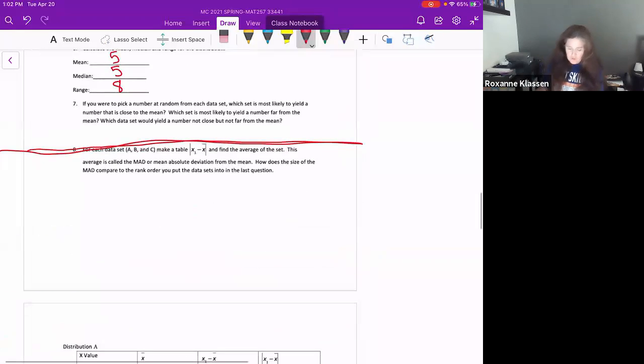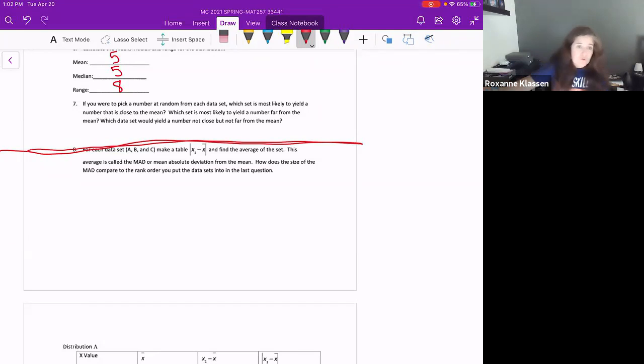Okay, so step 8 right here, listen carefully. It's going to tell us what to do. For each data set, make a table, find the average of this table, right? So you're going to take each data value and subtract the mean from it. That's why it says x1 minus x bar. X bar is the mean, just so you know. And then it tells you that the number you're computing is the mean absolute deviation.